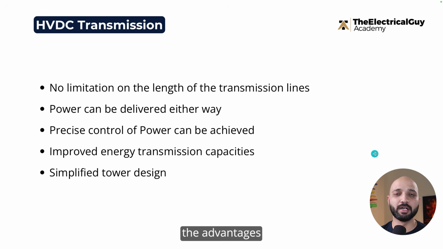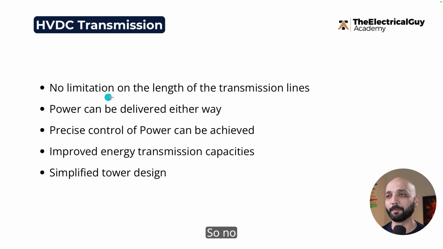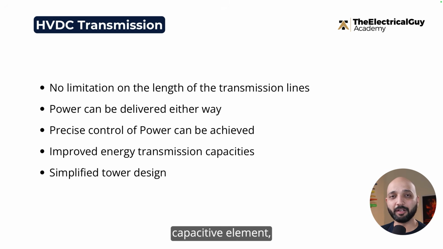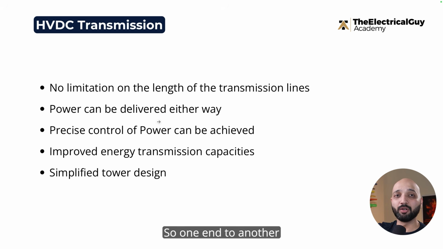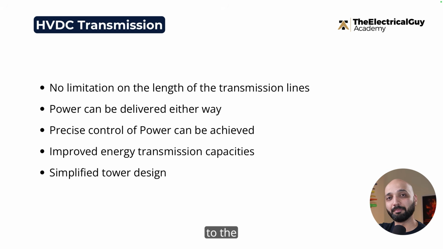And here are some of the advantages that HVDC offers. So, no limitation on the length of the transmission line. When we talk about AC, because of the capacitive element and inductive element, the length and the power that you can transmit is limited. But there is no such limit on the length of the transmission line in HVDC. Power can be delivered either way, from one end to another and from the other end back to the original end. Both ways the power can be transmitted.